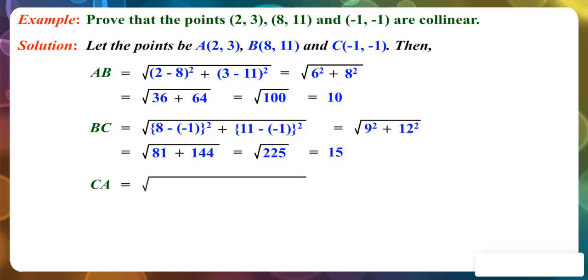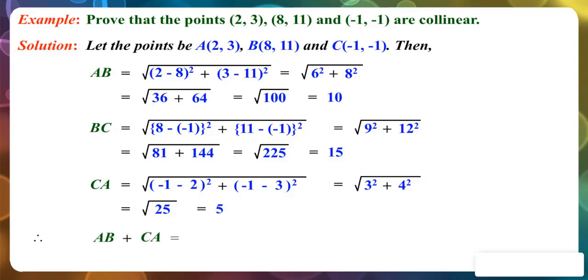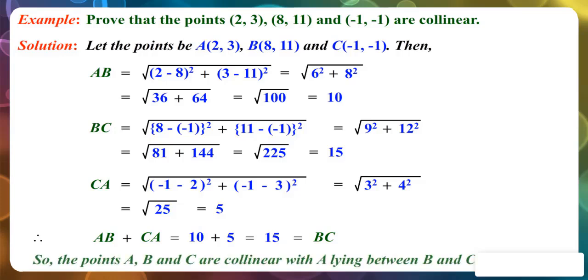CA is equal to under root (-1 minus 2) whole square plus (-1 minus 3) whole square, is equal to under root 3 square plus 4 square, is equal to under root 25, is equal to 5. Therefore, AB plus CA is equal to 10 plus 5, is equal to 15, is equal to BC. So the points A, B and C are collinear with A lying between B and C.